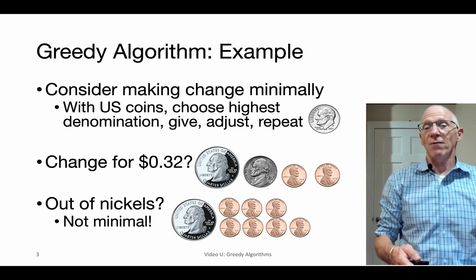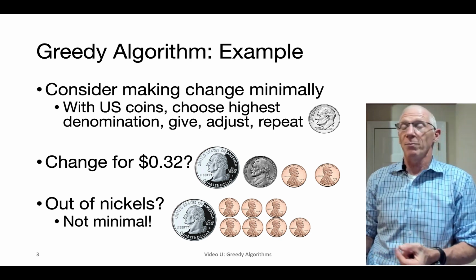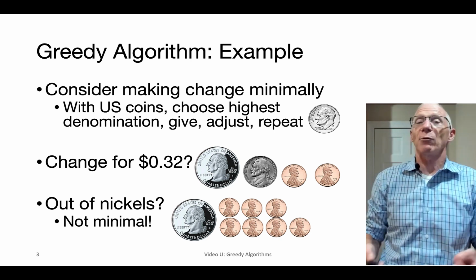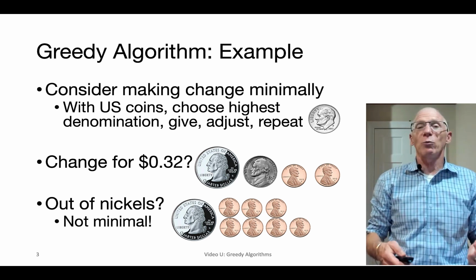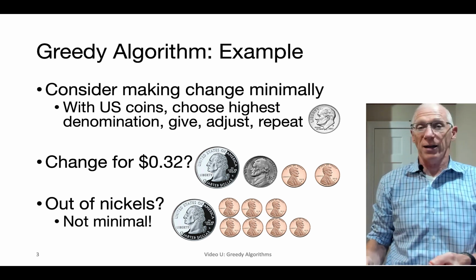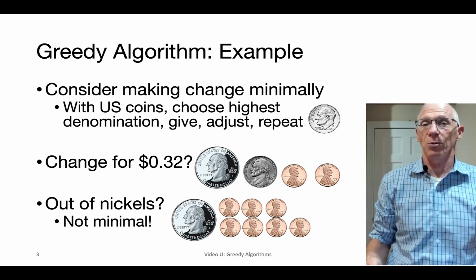To make change for 7 cents, we'd use a nickel. That's the largest coin that we have available to make change for 7 cents. That would leave 2 cents left and we would use a penny and another penny. So we would have 4 coins for making change for 32 cents, and that's the fewest coins possible.